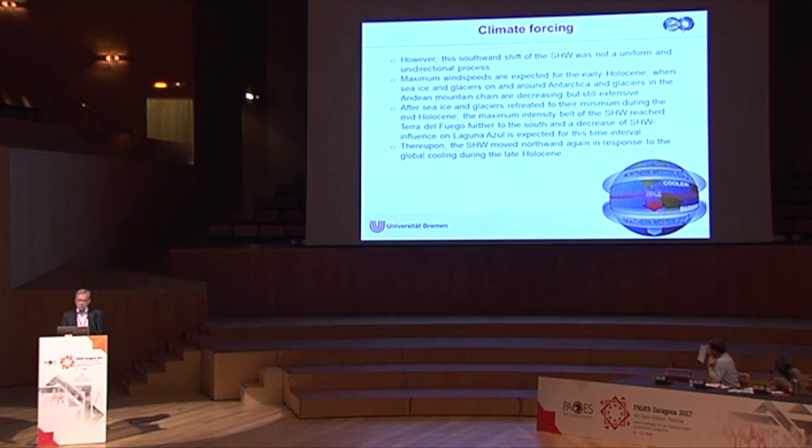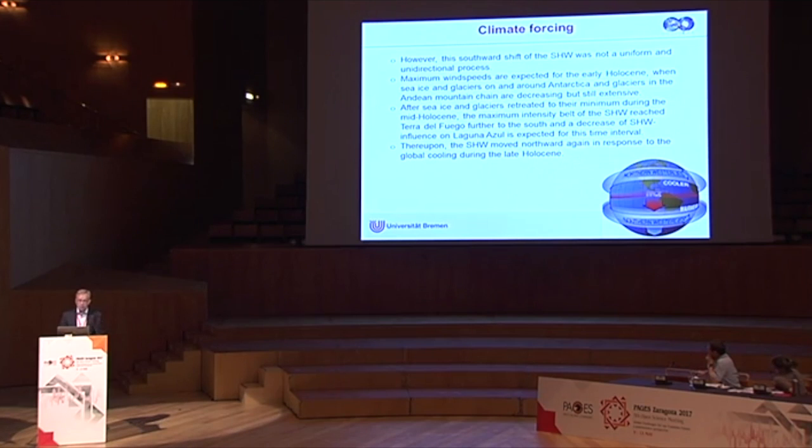So maximum wind speeds are expected for the early Holocene, when sea ice and glaciers in and around Antarctica and glaciers in the Andes of South America are decreasing but still quite extensive. After the sea ice and glaciers retreated to their minimum during the mid-Holocene, the maximum intensity belt of the westerlies moved further south towards Tierra del Fuego, and that induces a decrease in the west wind intensity at our site, Laguna Azul. Finally, during the late Holocene, we have an increase in westerlies again.